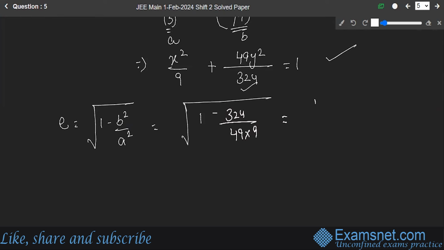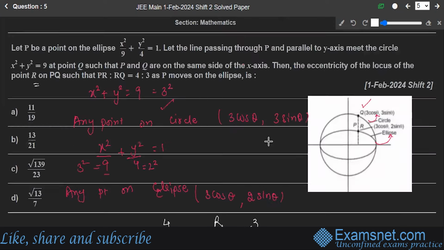So on solving this will give you root of 117 upon 21, or 3 will be common from here: 9 times 13 under the root, and here it will be 7. So root of 13 by 7, this is the answer to the question. Root of 13 by 7, this is option D. Hope you're clear. Let's move to the next question.